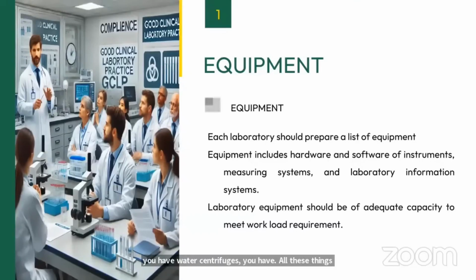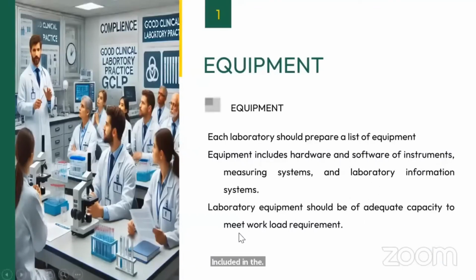Now, what is included in the equipment? Equipment includes all the hardware and software of the equipment. It is not only the hardware or the machinery part. It also includes the software part of the equipment, measuring system and laboratory information system. All these will be included in the list of equipment.